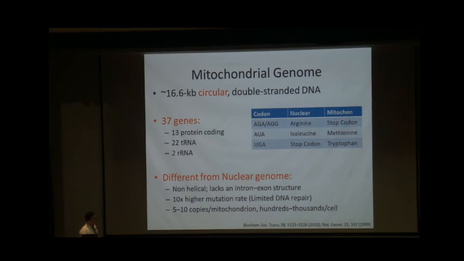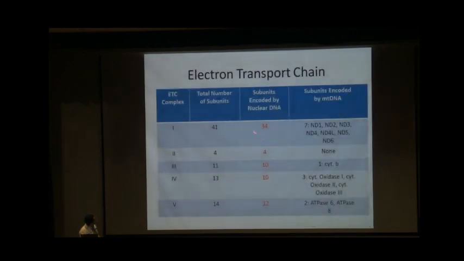So this means that because your nuclear genome in a cell is identical, but in a similar cell, you may have multiple mitochondria carrying all the different kinds of mutations. And the electron transport chain is encoded by both nuclear and mitochondrial genomes.